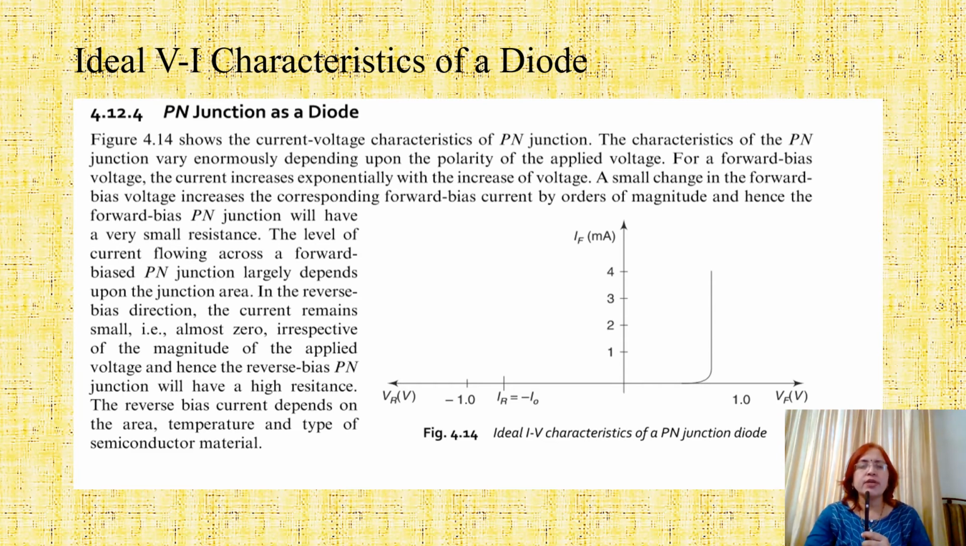The level of current flowing across a forward bias PN junction largely depends upon the junction area. In the reverse bias direction, the current remains small, almost zero, irrespective of the magnitude of the applied voltage, and hence the reverse bias PN junction will have a high resistance, and ideally it will be infinite. So under forward bias, the diode has zero resistance, and under reverse bias, it will have ideally infinite resistance. The reverse bias current depends on the area, temperature and type of semiconductor material.